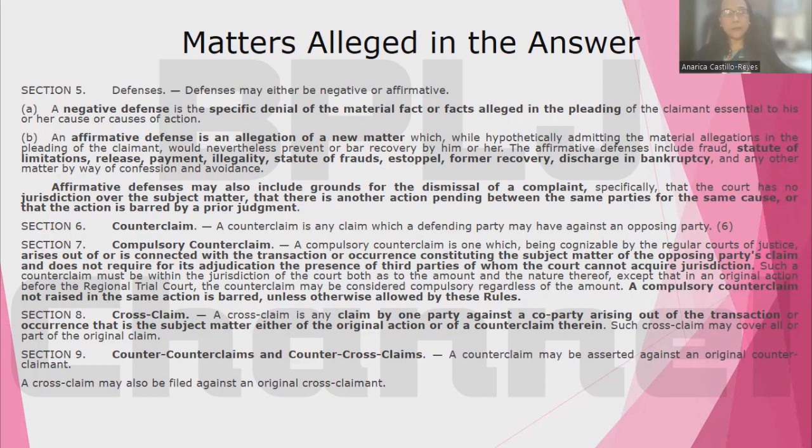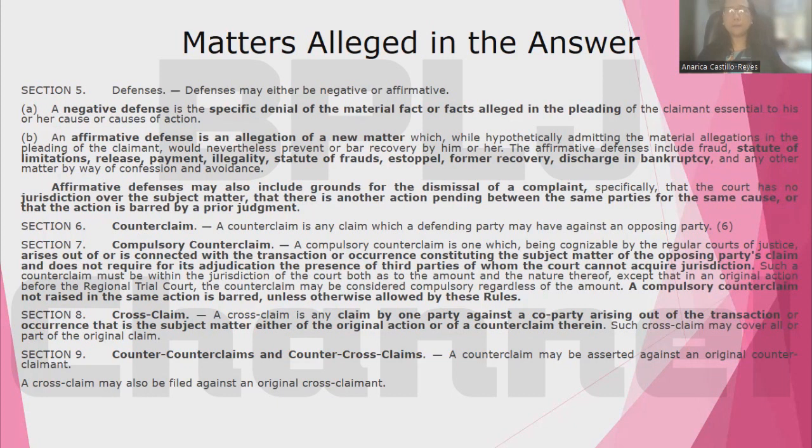Affirmative defenses may also include grounds for the dismissal of a complaint, such as lack of jurisdiction over the subject matter, that there is another action pending between the same parties for the same cause, and that the action is barred by prior judgment. So these instances may also be raised as an affirmative defense in the answer. Lack of jurisdiction over the subject matter, litis pendentia, and res judicata.